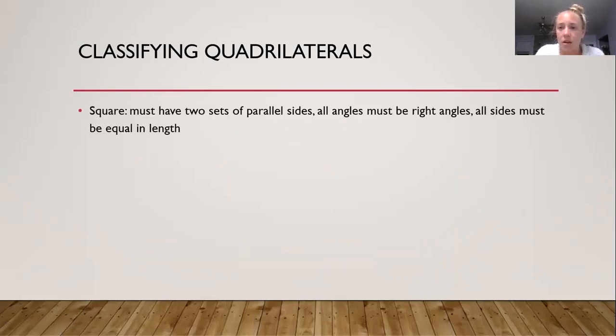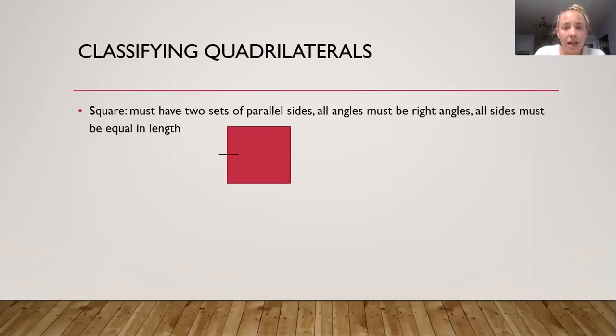A square must have two sets of parallel sides, like a parallelogram, like a rectangle. All the angles must be right angles, like the rectangle, and all sides must be equal in length. So that means that squares are parallelograms and squares are rectangles. Now that does not mean that all parallelograms or rectangles are squares, but all squares are parallelograms and rectangles.